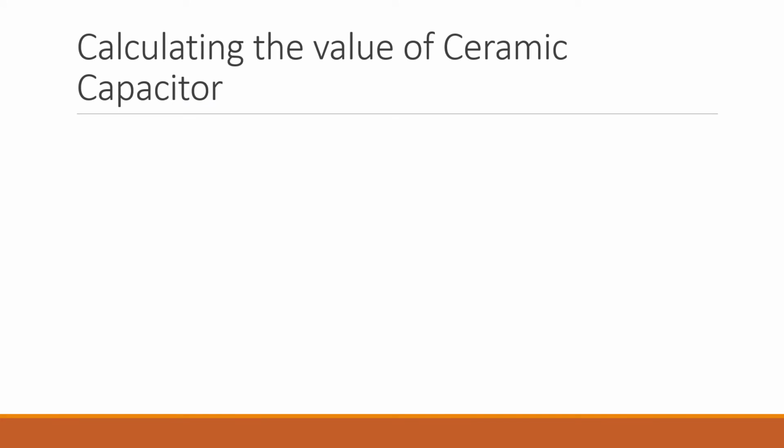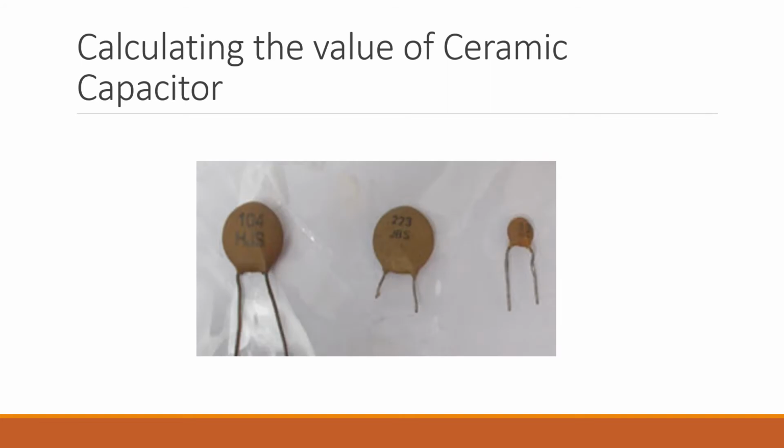So let us see how we can calculate the value of the ceramic capacitor. Here, as you can see, there are three ceramic capacitors on which some value is written. The first one has the value 104, another one is 223, and the third one is 12. Now let us see how we can calculate the value. Remember that if a three-digit number is written on this ceramic capacitor, then the first two digits themselves show the value of that capacitor in picofarad.